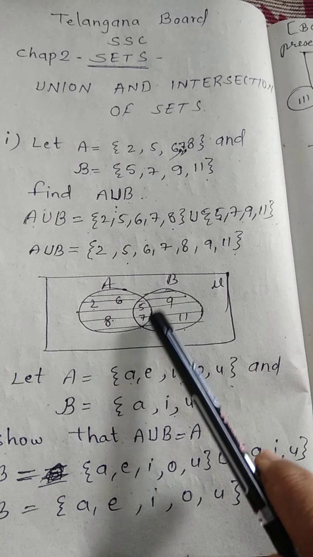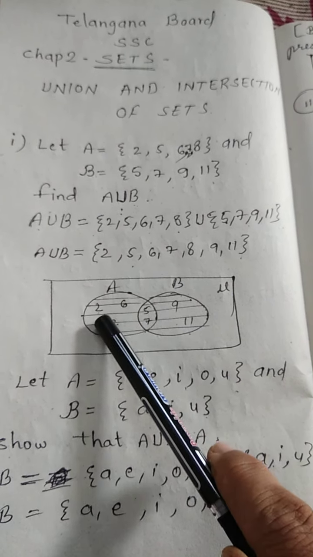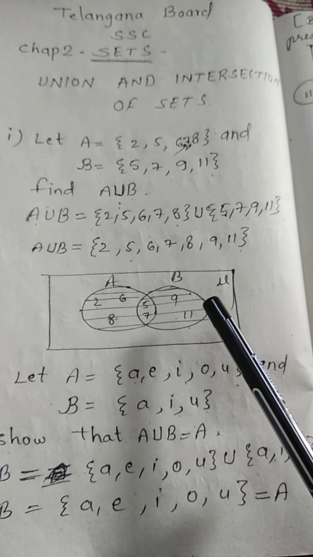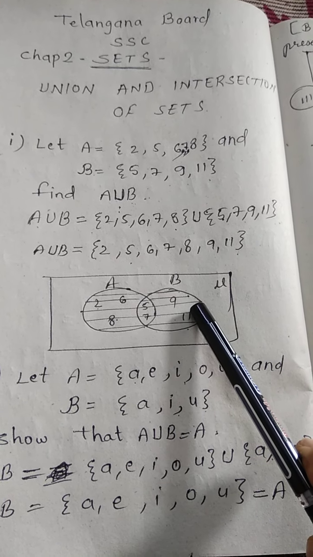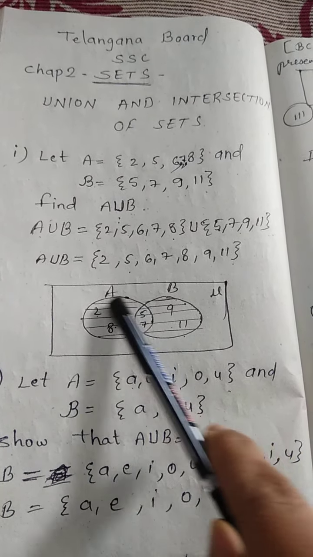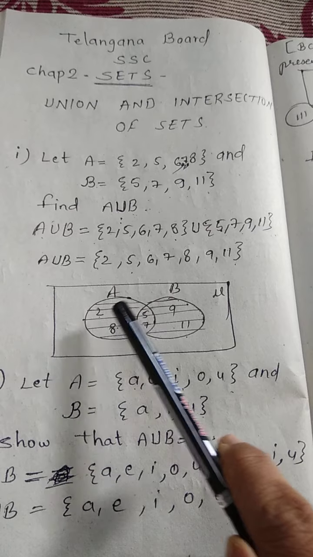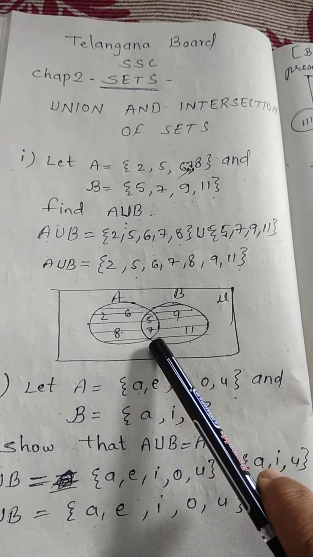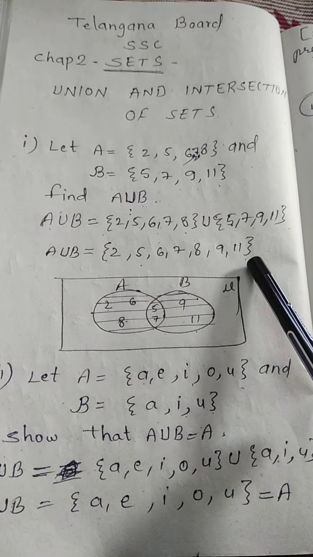So 5, 7 are the common elements, and which are the non-common elements? 2, 6, 8. So this you have to write in this part, and the non-common elements of set B, that you have to write in this part. Then shade fully, set A as well as set B, both you have to shade. Okay, so this is the union of set A and B. In this all elements are there, but 5, 7 are repeating, no? Means they are present in A as well as in B. That's why we have to write only once.